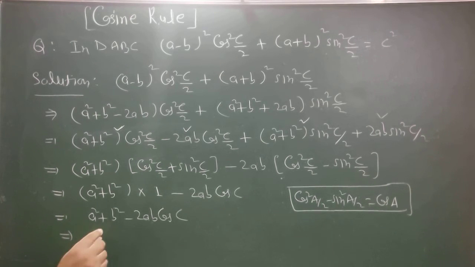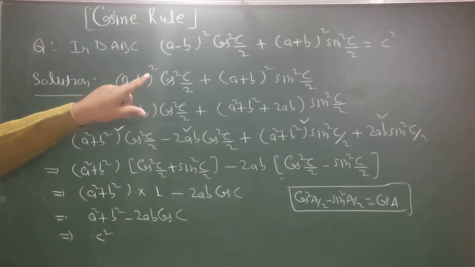Now we use the cosine formula. This value is equal to C square. So this is the proof of this question.